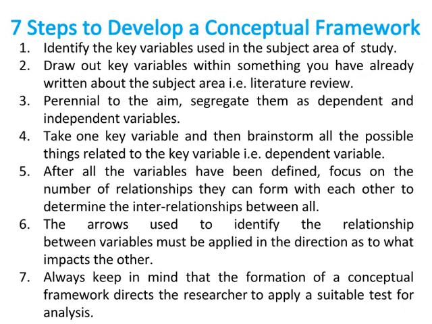Number 1 step is identify the key variables used in the subject area of study. Number 2 step is draw out key variables within something you have already written about the subject area, that is literature review. Number 3 step is pertinent to the aim. Segregate them as dependent and independent variables. Number 4 step is take one key variable and then brainstorm all the possible things related to the key variable that is dependent variable. Number 5 step is after all the variables have been defined, focus on the number of relationships they can form with each other to determine the interrelationships between all.